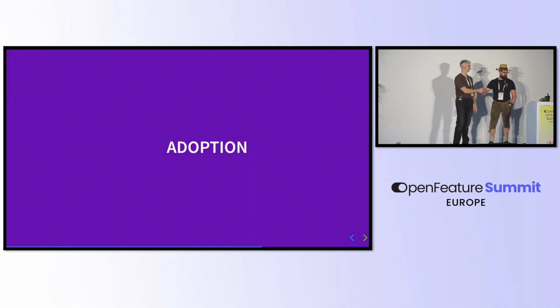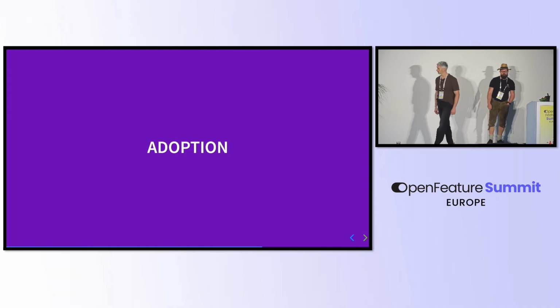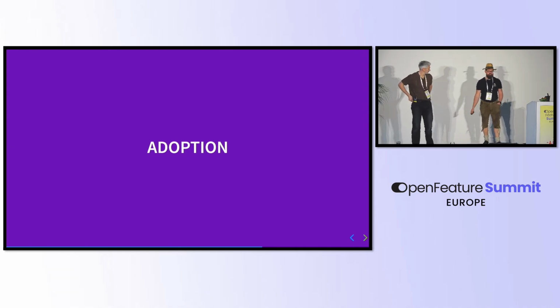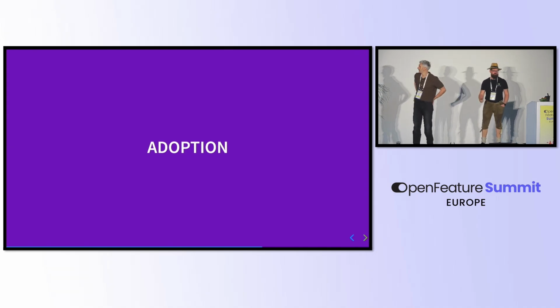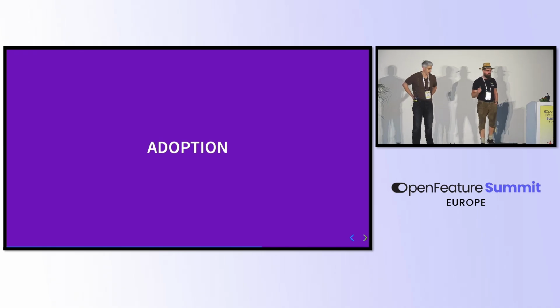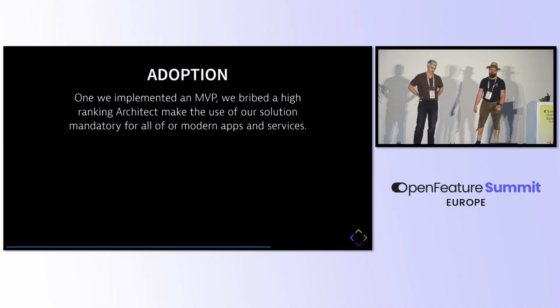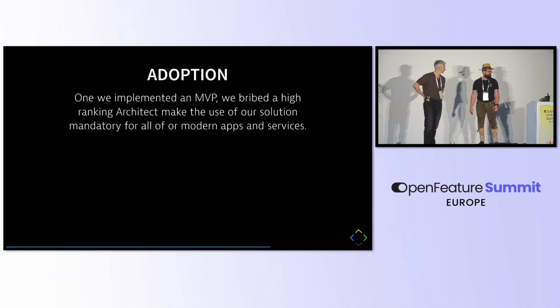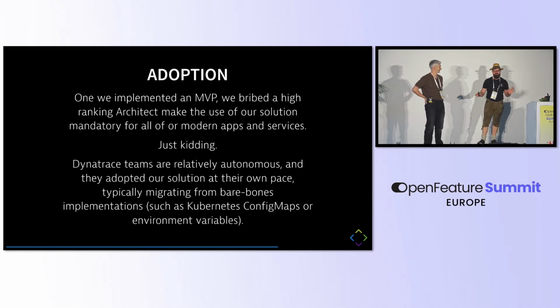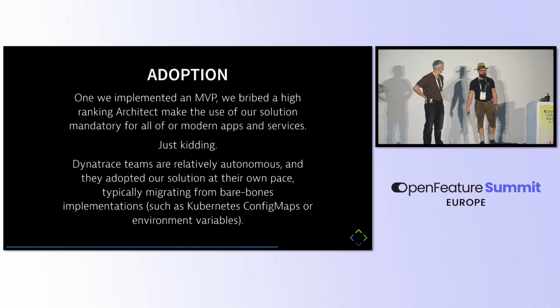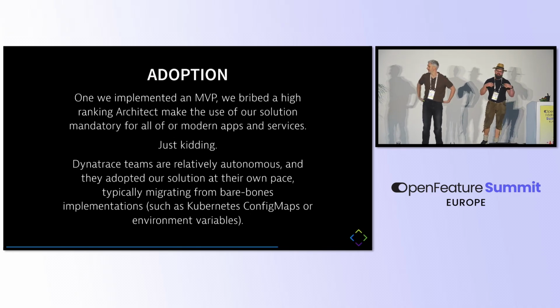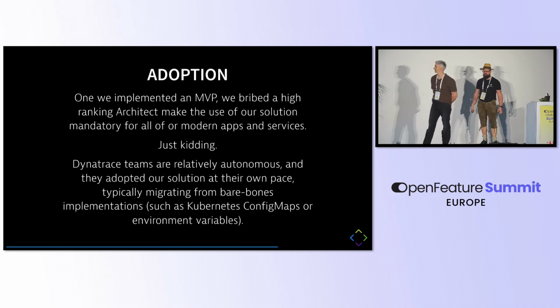Simon? Yeah, let's talk a little bit about adoption and how this usually went. So at Dynatrace, when we want to adopt a thing, we go to our chief architects, bribe them with the things they would like, and then it's enforced for all our teams. No, just kidding. Dynatrace is really autonomous. Everybody gets his own pace to adopt to things. We try to standardize things a little bit, but everybody can slowly adopt.